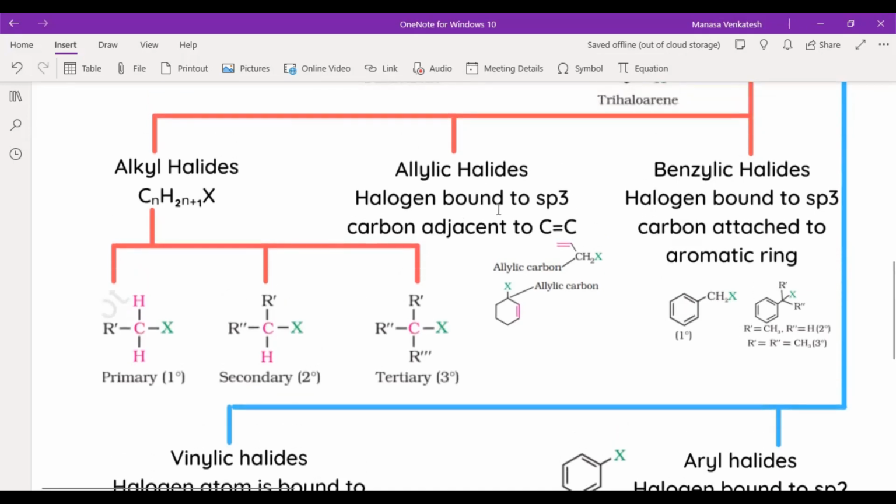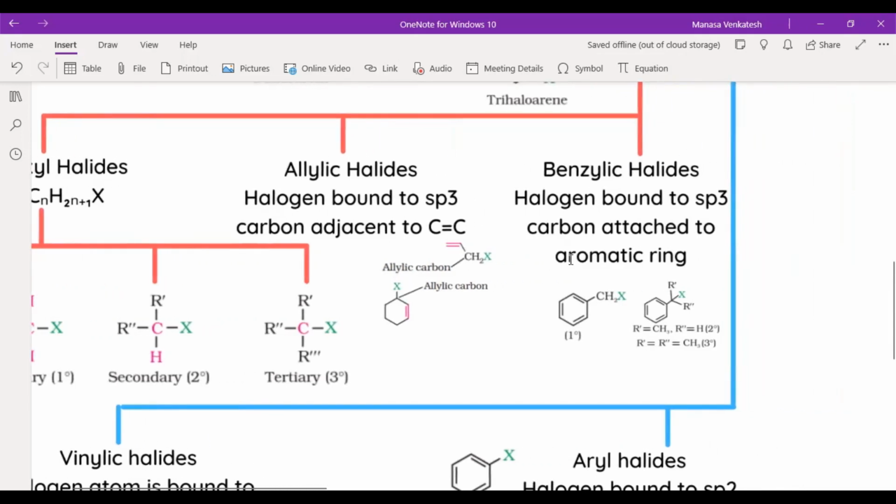Next is allylic halides. If you see over here, you have a double bond, and this carbon atom has a single bond with the double bonded carbon atom. So this is an allylic halide. Similarly, over here also, you have a carbon atom with a double bond, and this carbon atom is bound to a double bond containing carbon atom, and that is why it is called an allylic carbon.